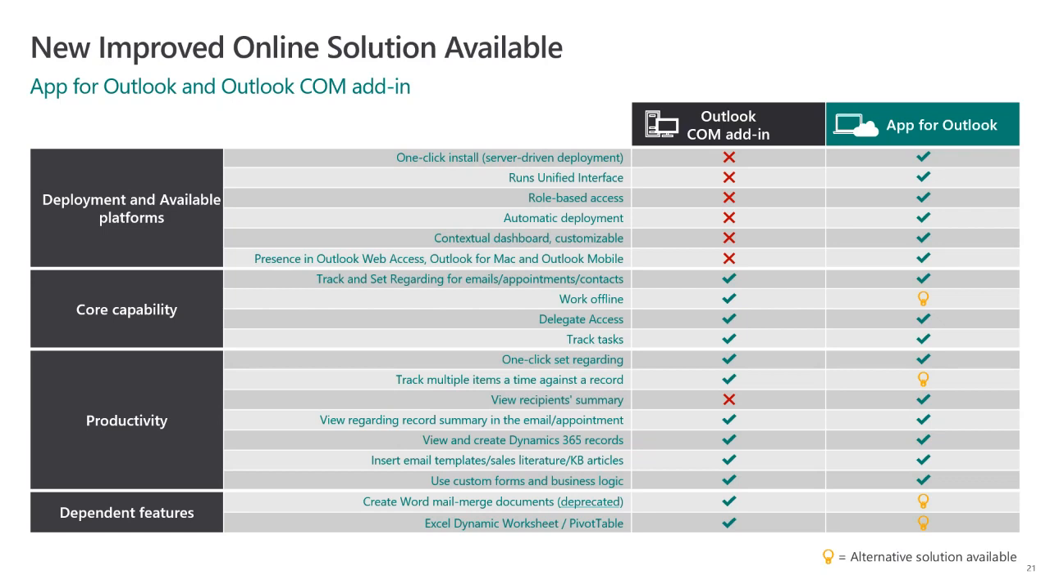You can automate the deployment. You can customize the integration to offer a contextual view of the record you want in Dynamics 365. And it's available in Outlook Web Access, Outlook for Mac, and Outlook Mobile. In terms of core capabilities, just like for the COM add-in, you're able to track and set regarding for emails, appointments, and also contacts. You could work offline with the Outlook COM add-in, and this is not a feature that is supported with the app for Outlook, just because of the technology behind it.